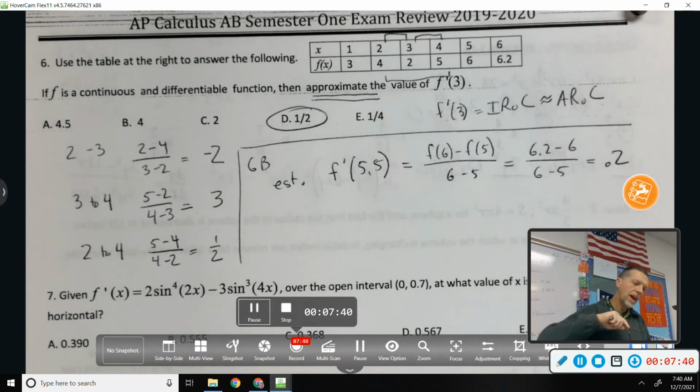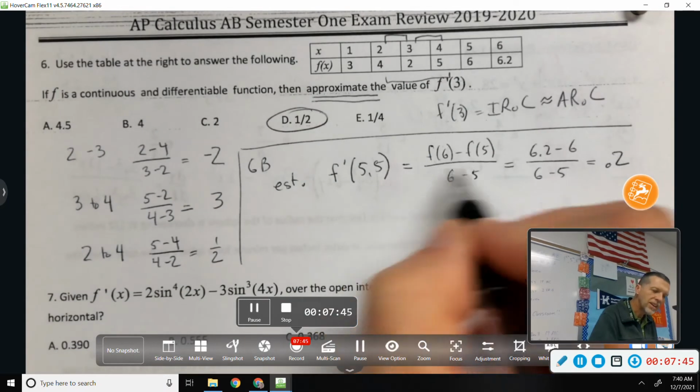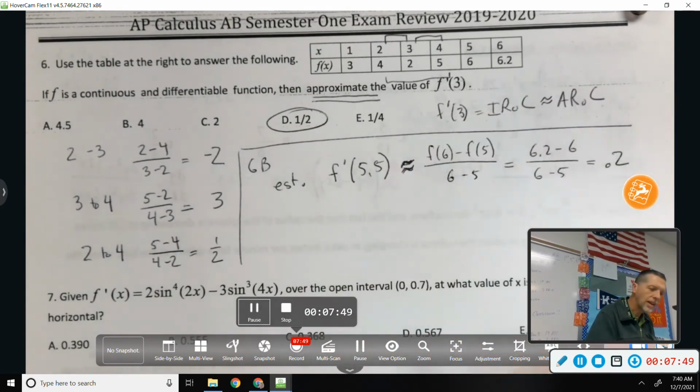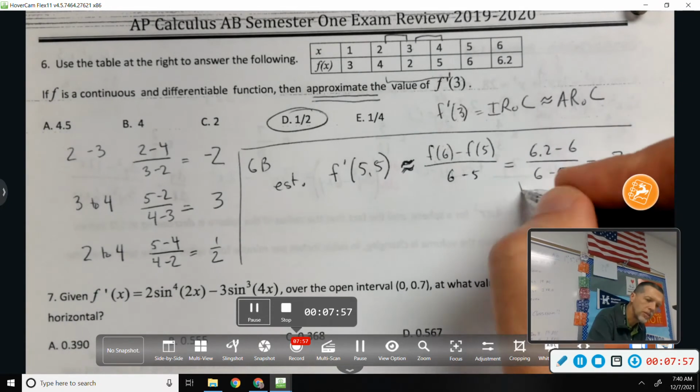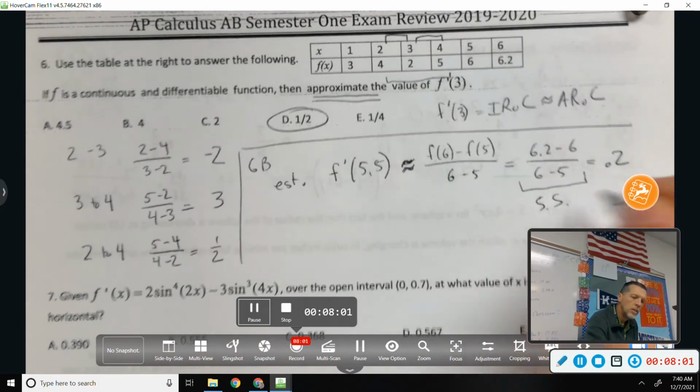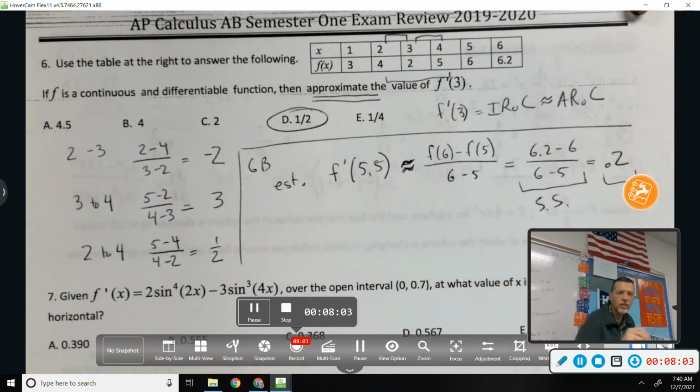Only one thing I would maybe tweak about my answer. F prime is not equal to that. F prime is approximately that. Now, that wouldn't matter on a multiple choice test, but on a free response, that would be pretty picky to take off for that. Also, this would have been a safe stop right there. But multiple choice tests usually don't leave safe stops as answers anyway.